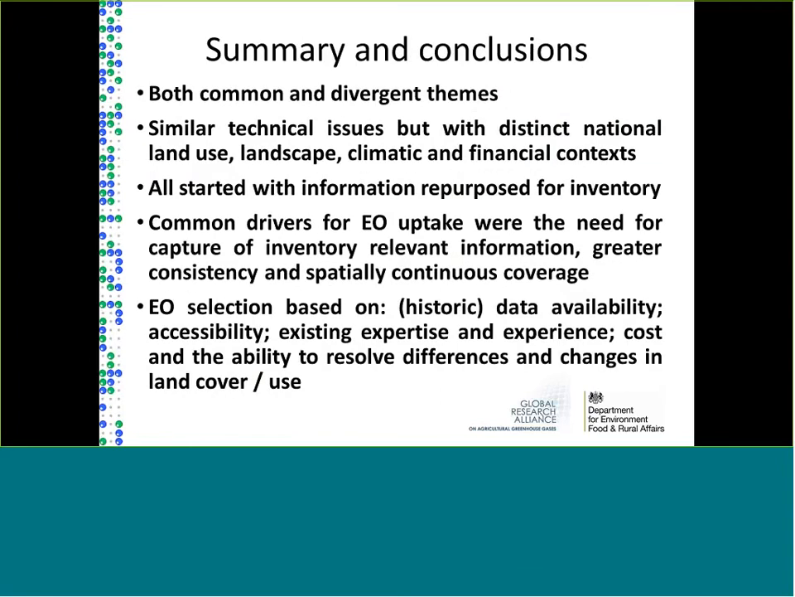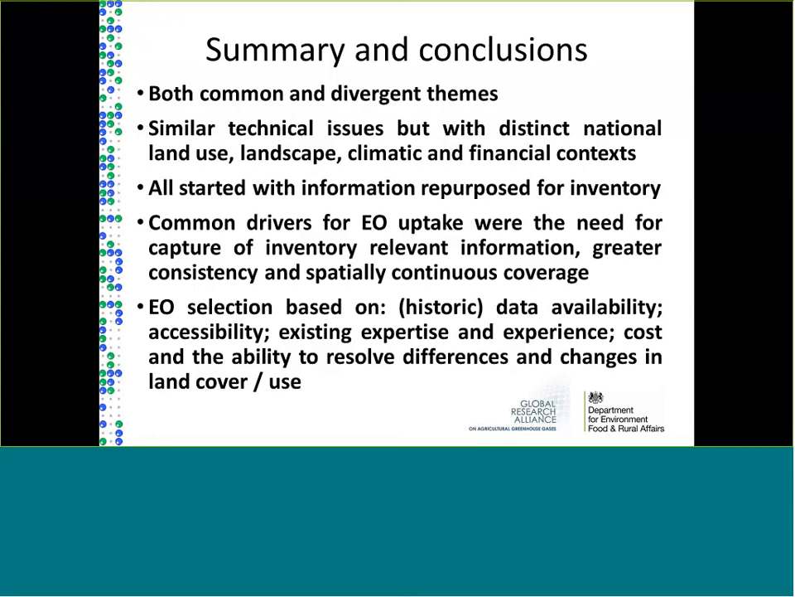And then moving on to summary conclusions. As we've seen with these 3 case studies, there are common and divergent themes. Similar technical issues have affected all 3 countries, though there have been distinct national land use, landscape, climatic and financial contexts which are different between the countries.